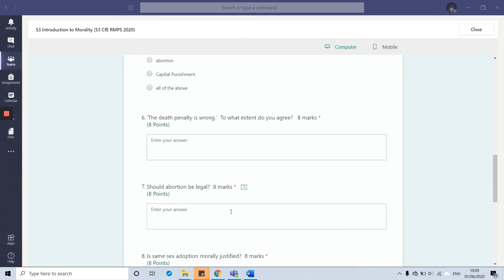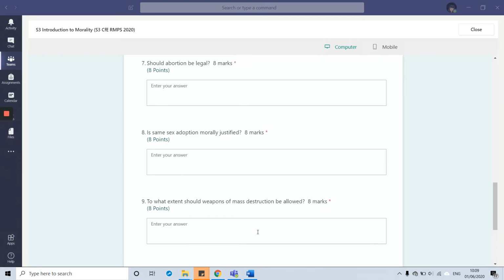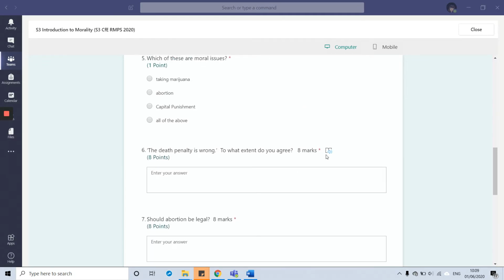And then questions 6, 7, 8, 9, and 10. Notice that these are 8 markers, so you are aiming to write 8 different things or 8 different sentences. At National 5 level for RMPS, the most amount of marks that you will get for one question is 8. So we're starting with this skill first. It's the evaluation question, which is asking you to give your opinion and make a judgment.